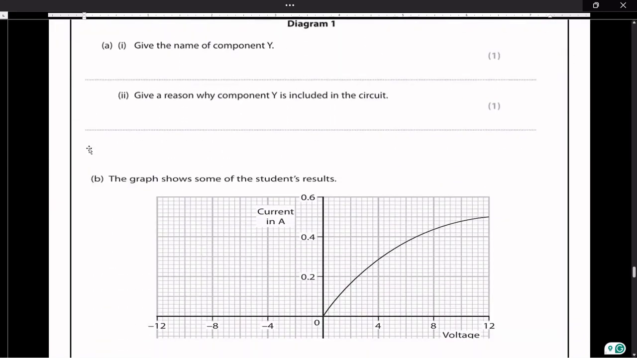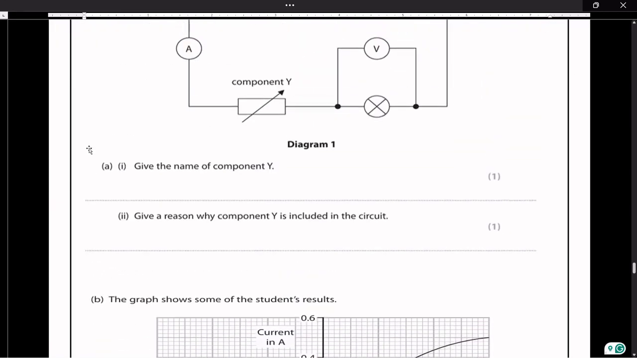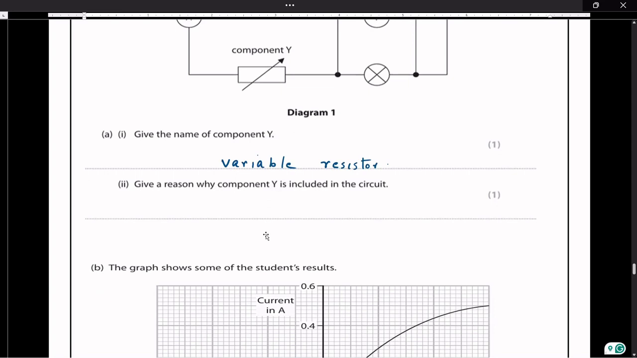Then coming to the next question: give the name of component Y. Component Y is a variable resistor. Give a reason why component Y is included in the circuit. As we know, a variable resistor is used to control the voltage across the lamp, or control the current in the circuit.